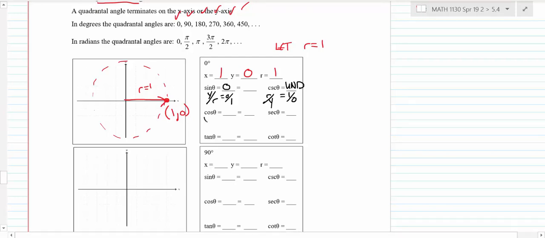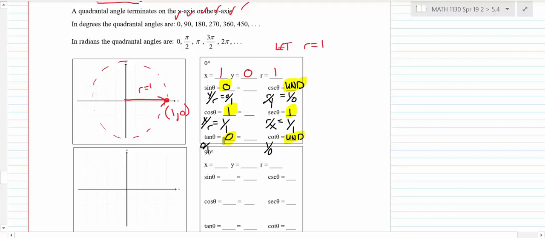The cosine's x over r. x is 1, r is 1. Therefore, the cosine would just be 1. The secant's r over x. r is 1, x is 1, so that's equal to 1. So we have the sine and cosecant, we have cosine and secant. That's how you figure that out. The tangent is y over x, so y over x would be 0 over 1. That would be 0. The cotangent is x over y, so 1 over 0 would be undefined.